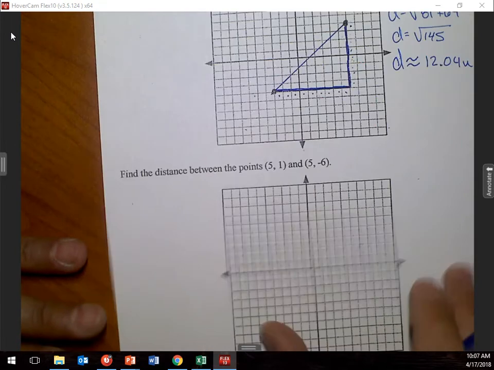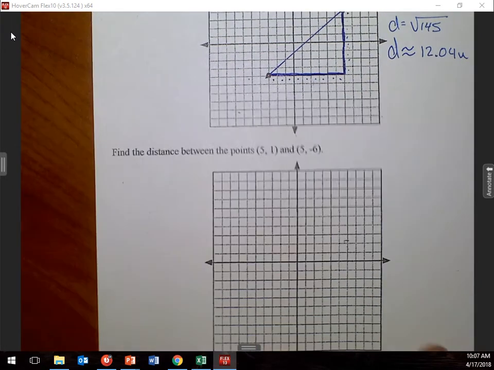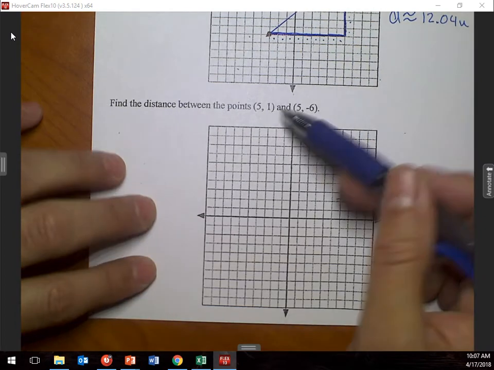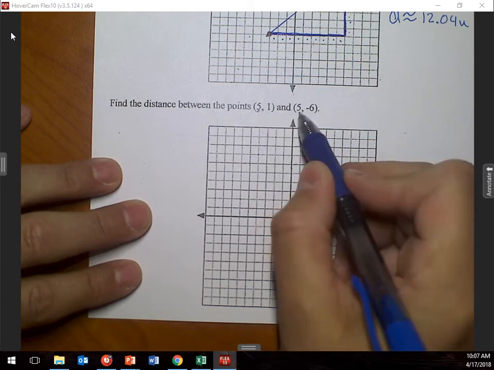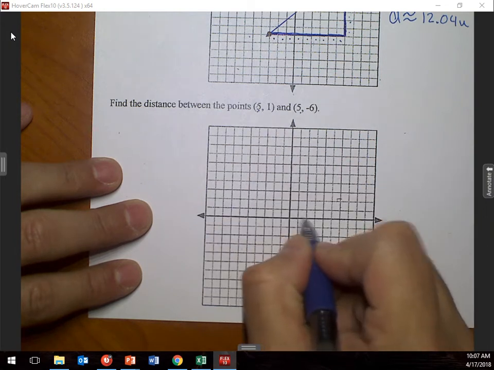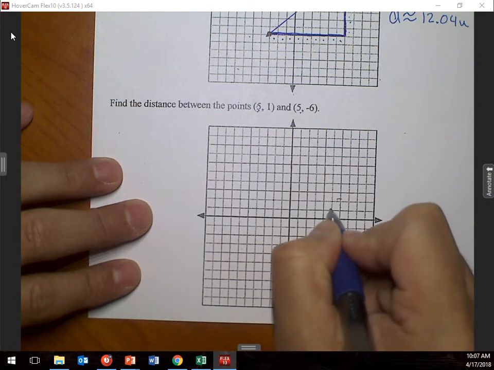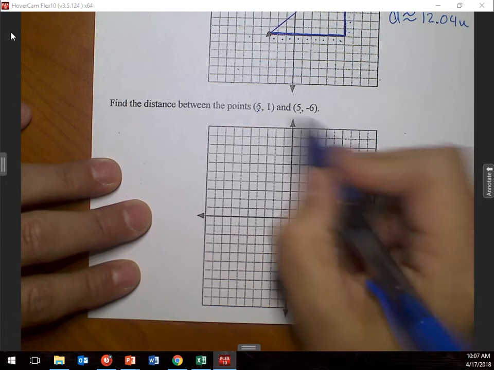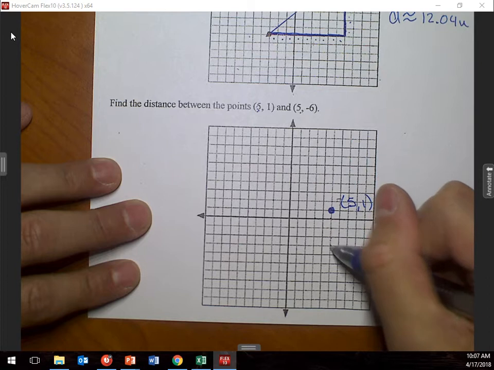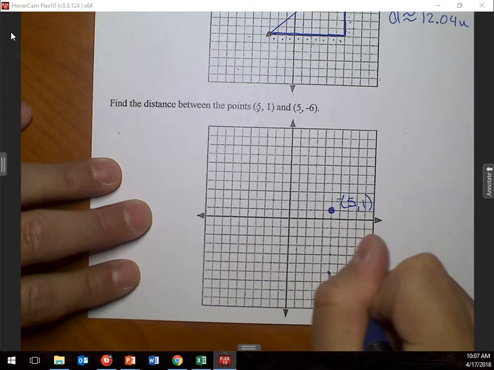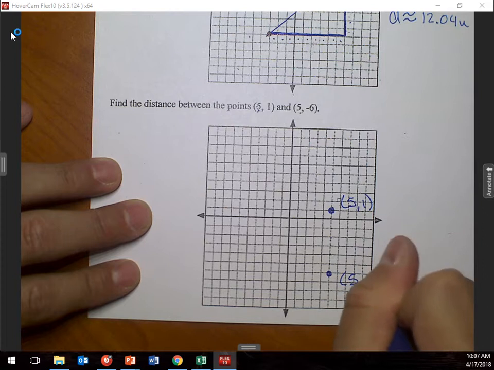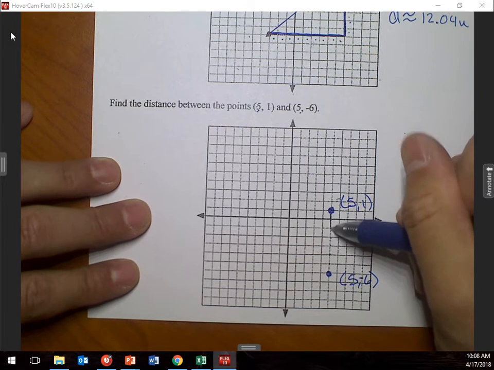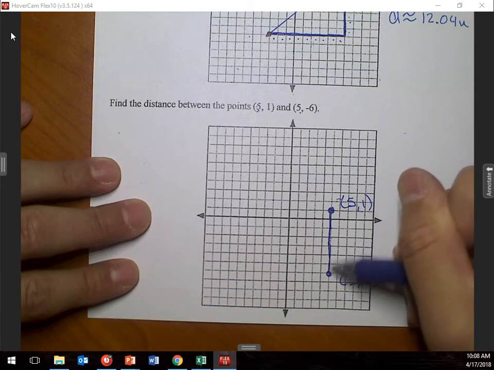All right, so find the distance in between these 2 points. The first thing I have to do with that is what? Graph them. Thank you. Graph them. Let's go ahead and graph them. So it's going to be here and here. So 5, 1. 1, 2, 3, 4, 5, up 1. This one's going to be my 5, comma 1. The next one's 5, negative 6. 1, 2, 3, 4, 5, 6. Five, negative 6 there.